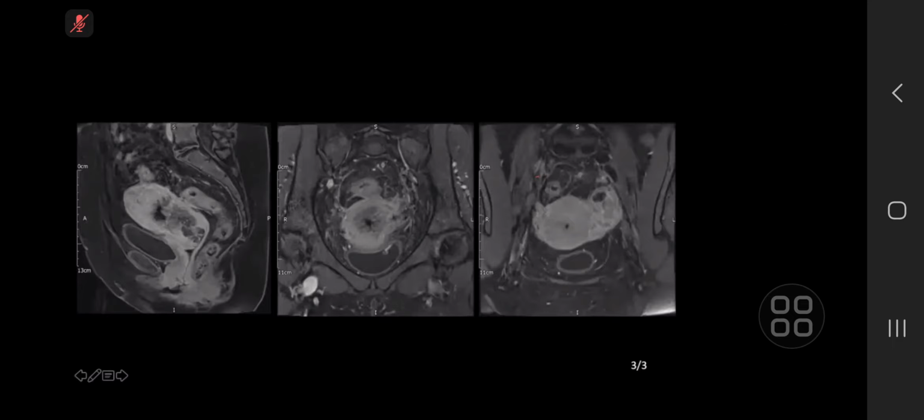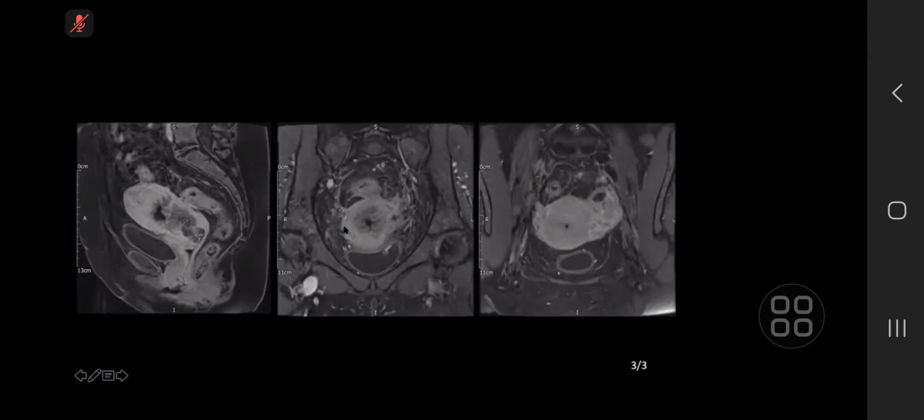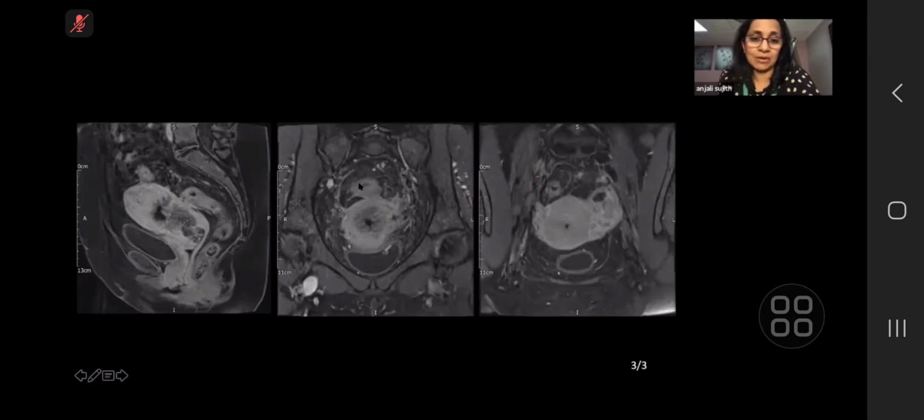For some reason, my slide is masked. Okay. And so, what is the stage? Based on these, it would be at least a 4A. Yeah, good. So there is bowel involvement. So that is stage 4A.